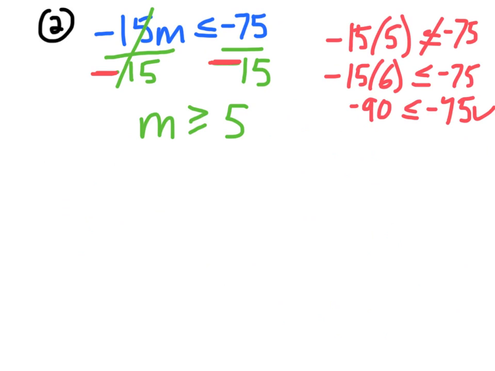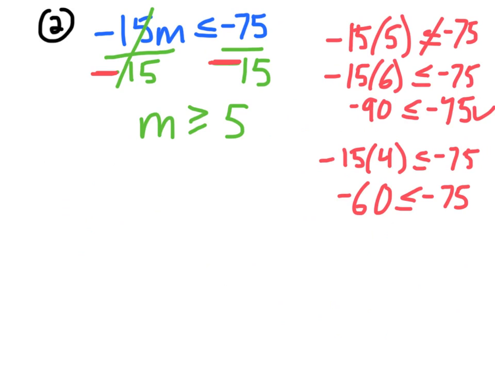Just to be safe, let's test one on the other side. In other words, let's test a point that we don't think is true, such as m is 4. -15 times 4 is less than or equal to -75. This is -60 is less than or equal to -75. But -60 is closer to the positives, so we know that this does not work, which is good, because our solution here says that m is greater than or equal to 5. Since 4 is not greater than 5, it shouldn't work, so our solution is correct.